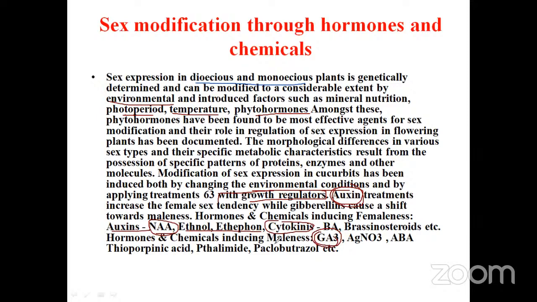Hormones and chemicals inducing maleness. Some chemicals are also given: silver nitrate, abscisic acid, and other chemicals also given here. With the help of these chemicals, we can modify the sex. That means a male flower can be modified into female, and a female flower can be modified into male. Right? Is it clear? Right, next one.